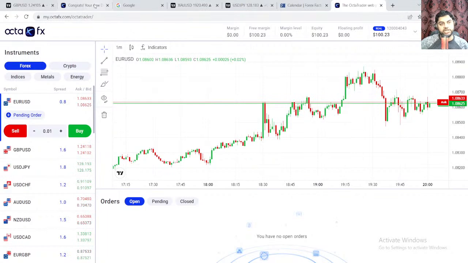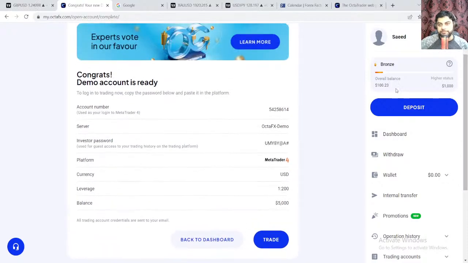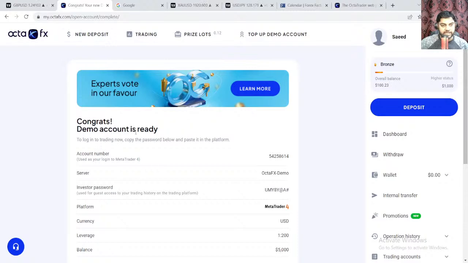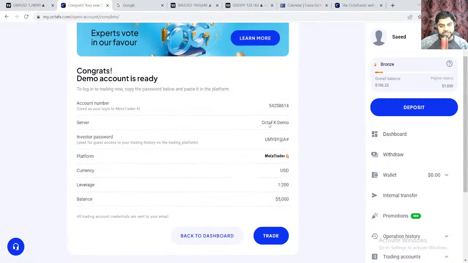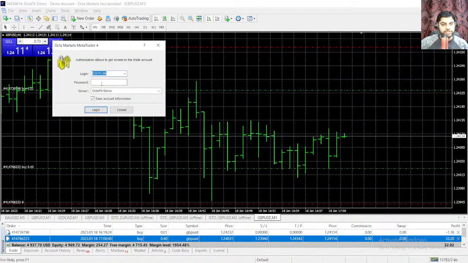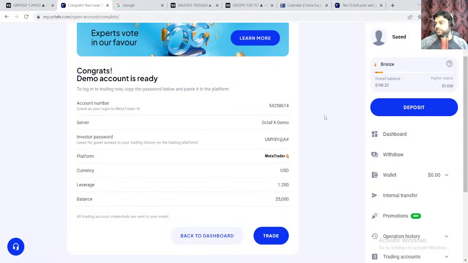Okay, so this is the Octa Trader platform, and this you see is the demo account for your Octa. So you see, this is my real account. There is 100, and then I can also start a demo. So for example, I already started this demo, and you can see that I have these credentials, and with these credentials you just enter, go to this file and log into trade account, and you put your login ID and password, and there you go. It's just done. Okay, this is how easy it is.